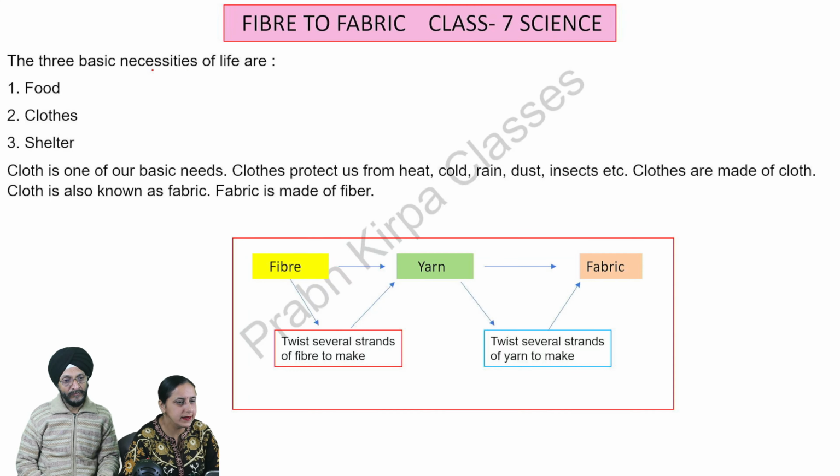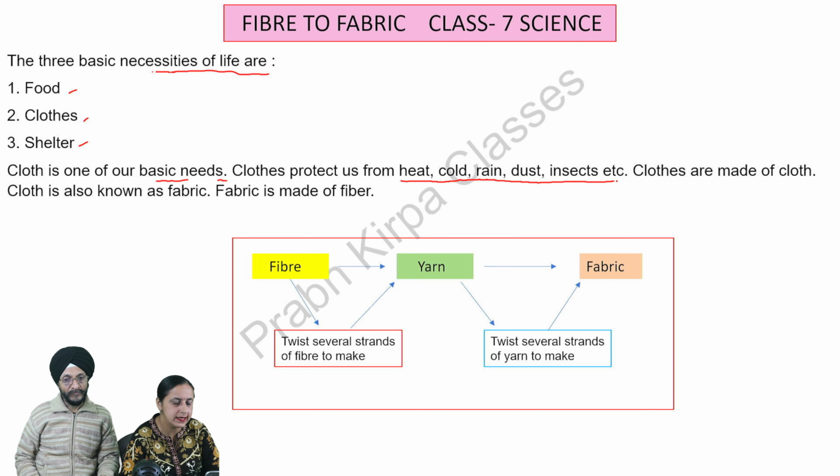The three basic necessities of life are: number one, food; number two, clothes; number three, shelter. Clothes is one of our basic needs. Clothes protect us from heat, cold, rain, dust, insects, etc. Clothes are made of cloth. Cloth is also known as fabric. Fabric is made of fiber.